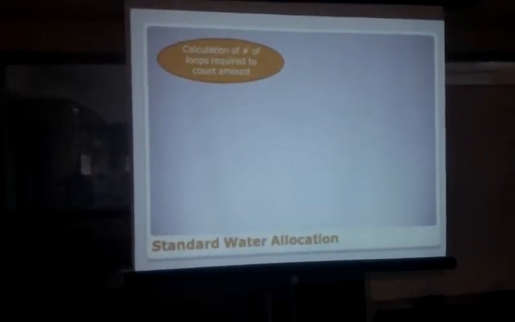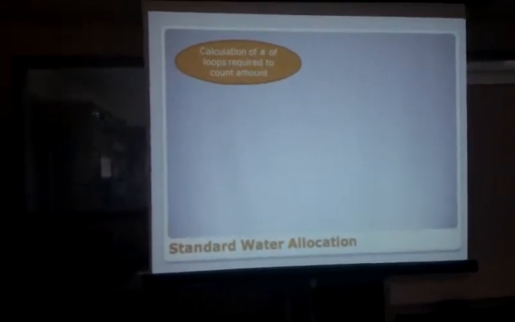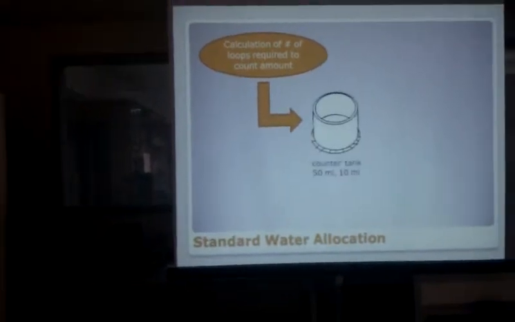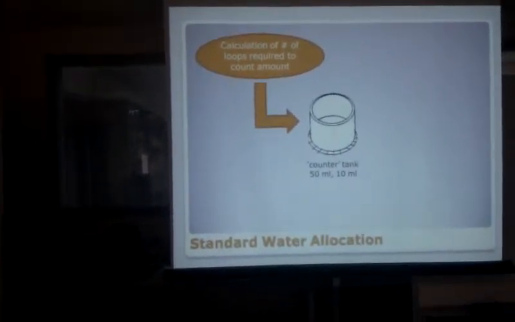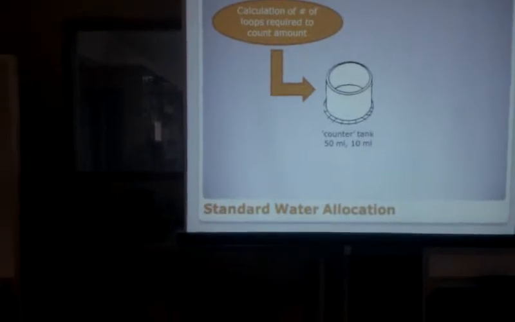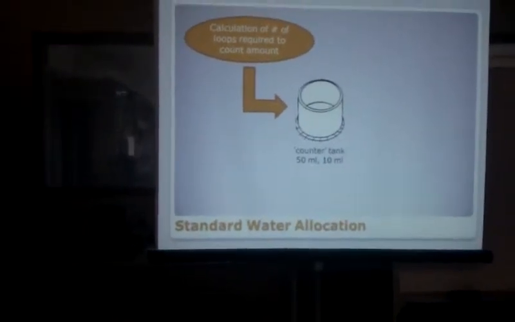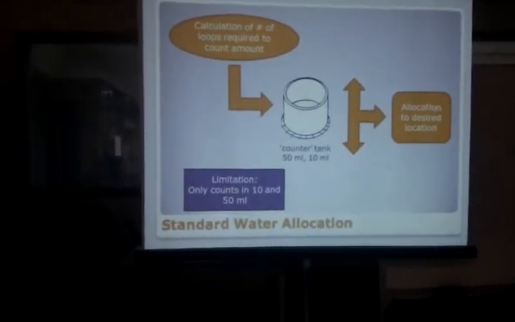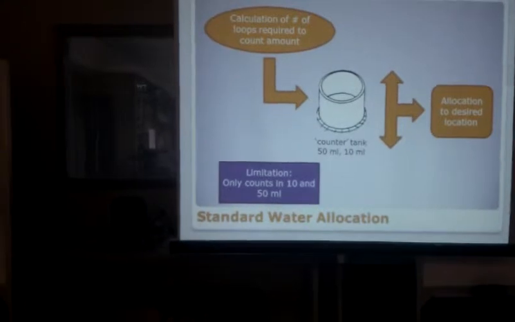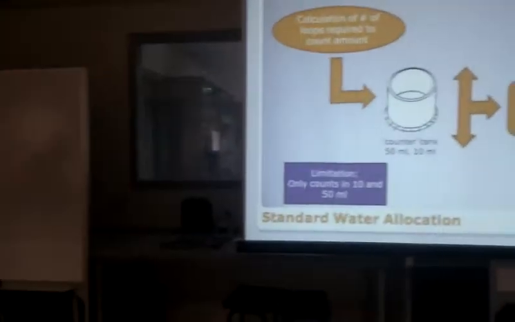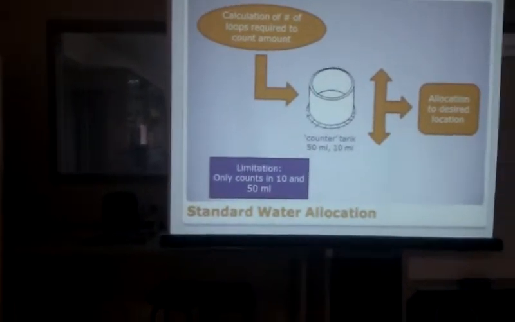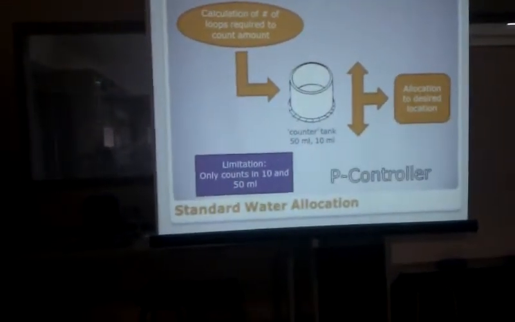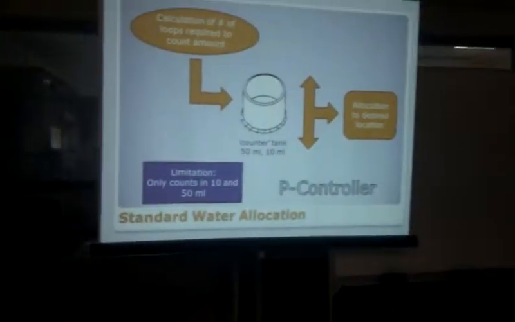So basically, how the volume is calculated is there's a counter tank here which has a 10 milliliter level and a 50 milliliter level. So it will read the levels and the user input, and it will calculate the number of loops this counter tank must run, and it will allocate the water according to that. The limitation is it only counts 50 milliliter and 10 milliliter because of the time constraint we have for the demo purpose. So we didn't add any other levels. And it's basically a P controller, like a proportional controller.